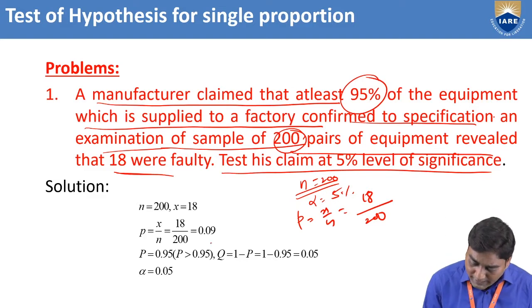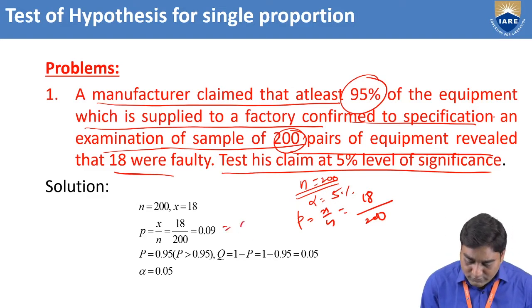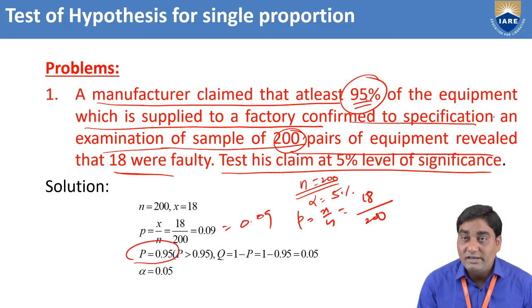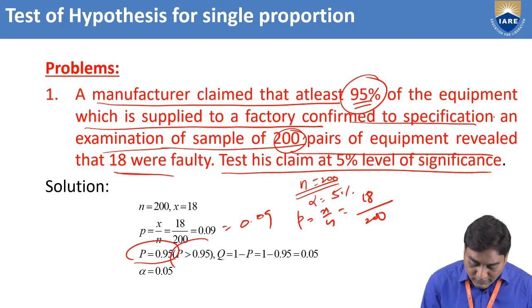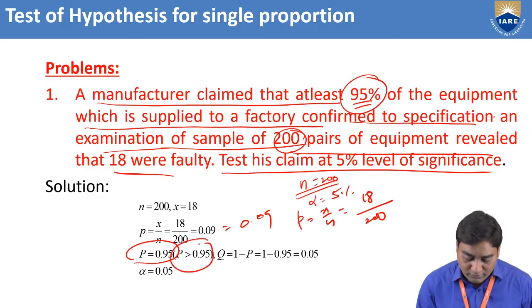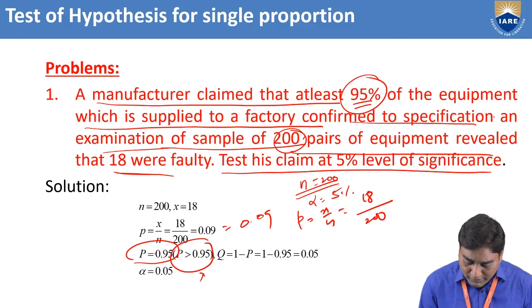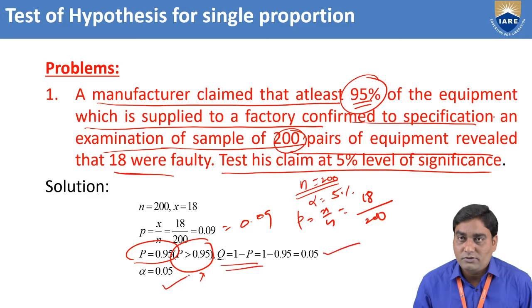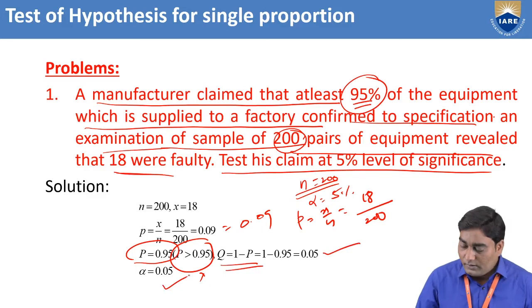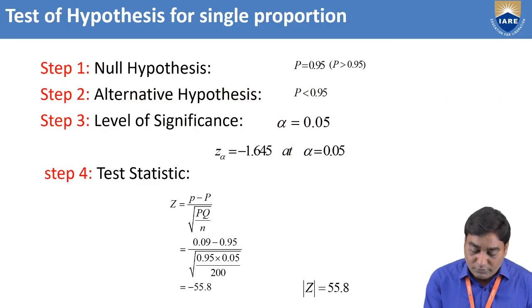So all values: 18 by 200, which is nothing but 0.09, and capital P is given, 95% of his equipment is in good position. That is the population proportion, capital P equal to 0.95. We'll discuss later why we have taken P greater than 0.95. If P equal to 0.95, Q we can take 1 minus P, 0.05, alpha is 0.05. All values are given. Now the procedure of test of hypothesis, we are going to set up the null hypothesis H naught.